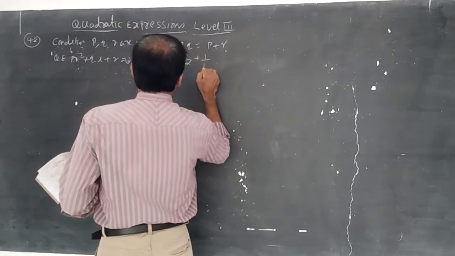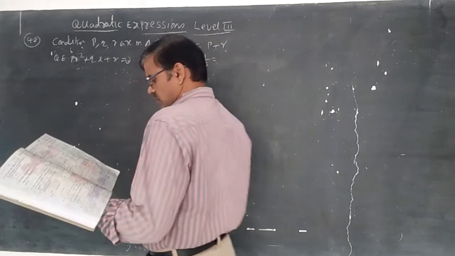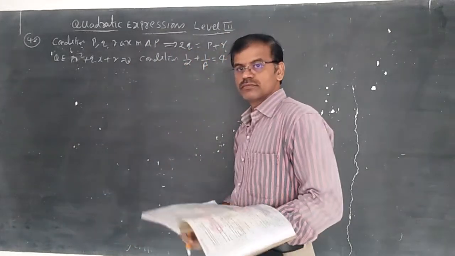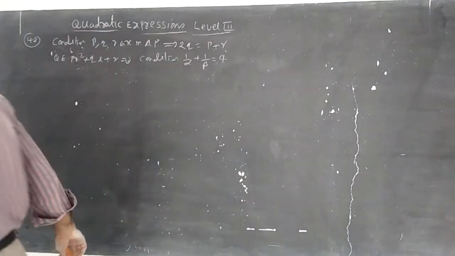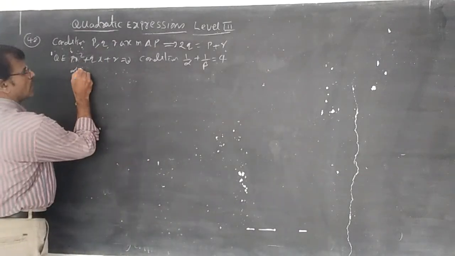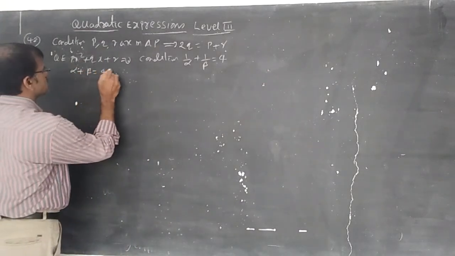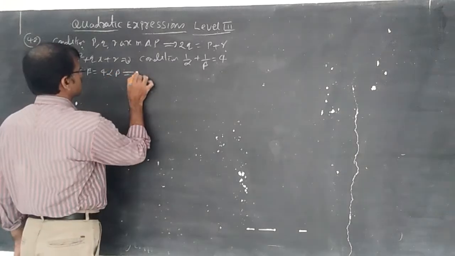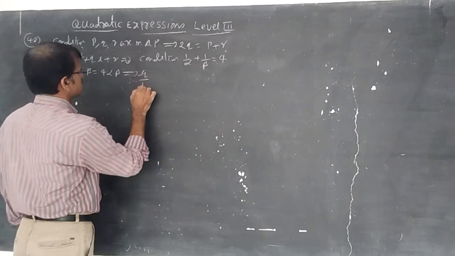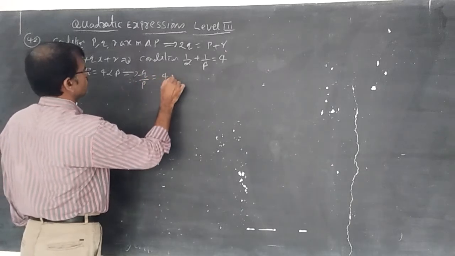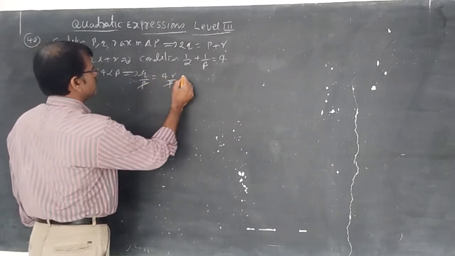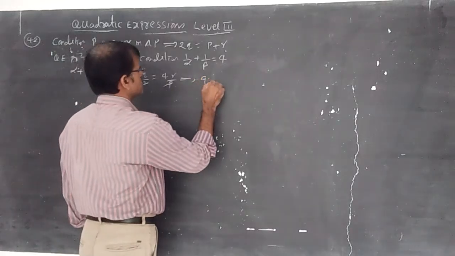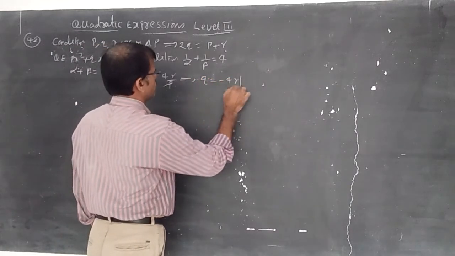The condition is given as 1 by alpha plus 1 by beta is equal to 4. Taking cross multiplication, alpha plus beta is equal to 4 alpha beta. That implies alpha plus beta, the sum of roots, which is minus q by p, is equal to 4 into r by p. P gets cancelled. So q is equal to minus 4r.